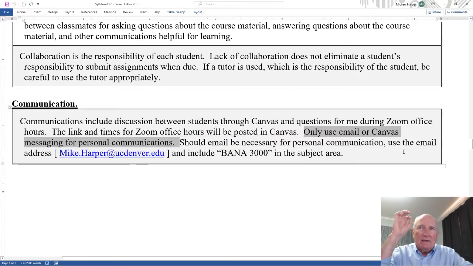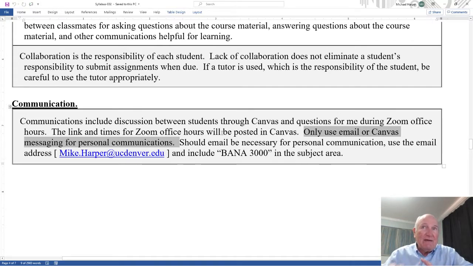sometimes a Canvas message or an email may be taken out of context. Like, what course are you in? Why are you asking the question? Zoom is much more effective and much more efficient because you're here, I'm here, we can have a conversation. Do you mean this? No, I mean this. I can understand what you're asking. Sometimes people say, what am I doing wrong? Well, what did you do? And so the Zoom office hours are much more effective.